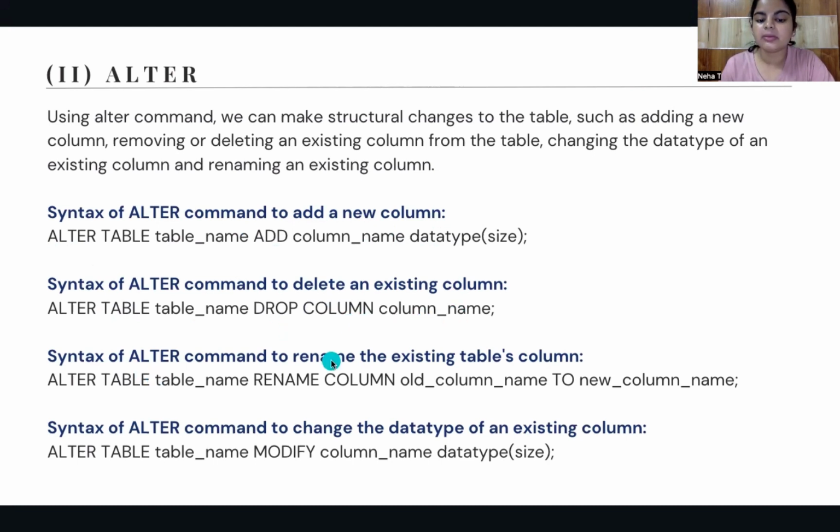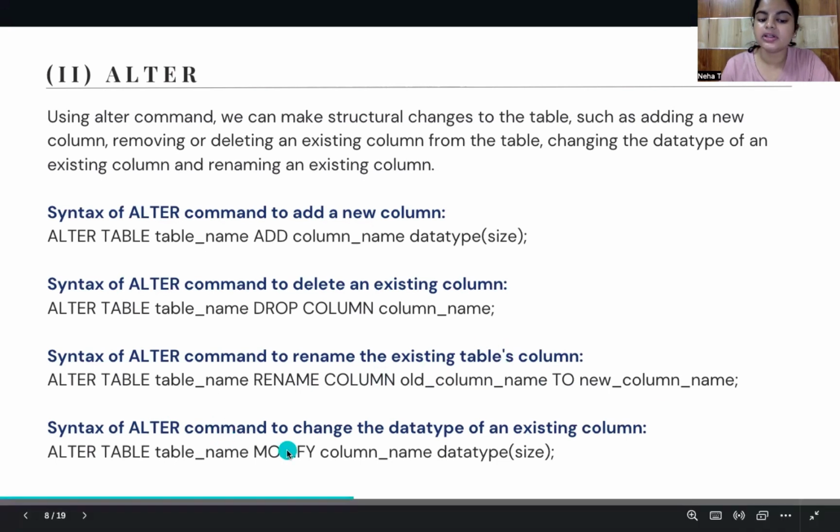Syntax of the ALTER command to rename an existing table's column. Here we added, we dropped, and now we're renaming an existing column. So ALTER TABLE table name, RENAME COLUMN old column name, what was the previous name of the column, TO the new column name we want to give. So that is about renaming the existing column.